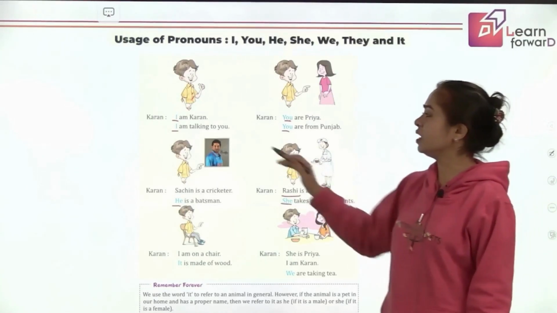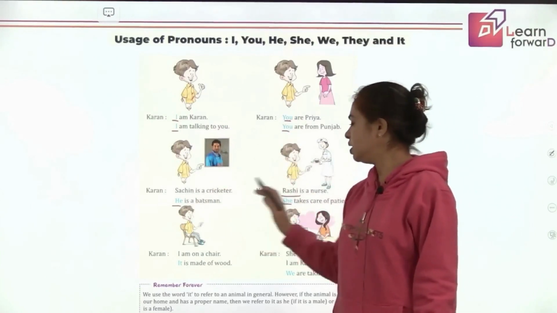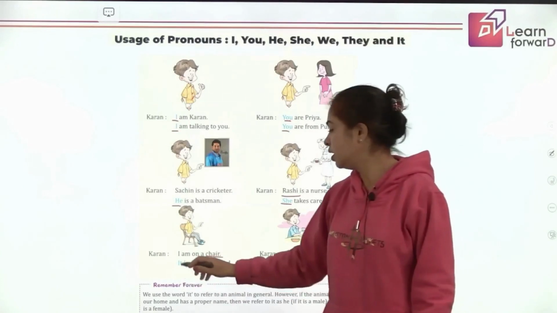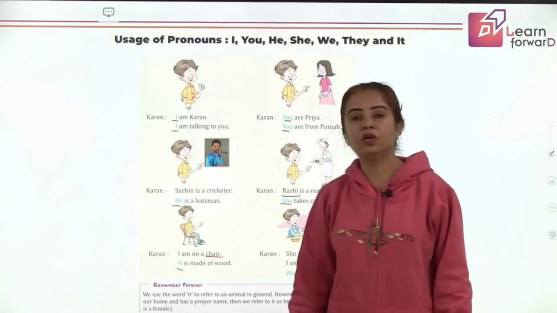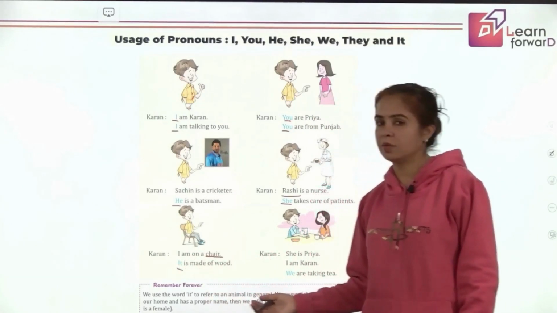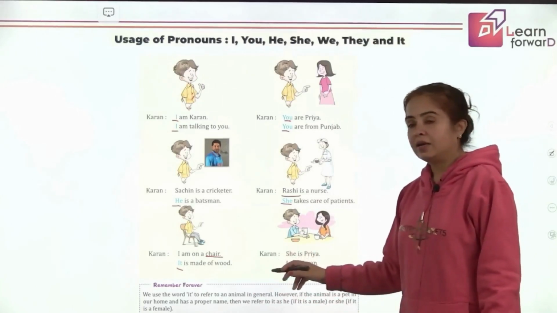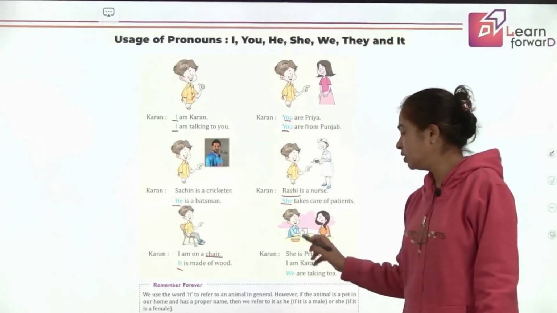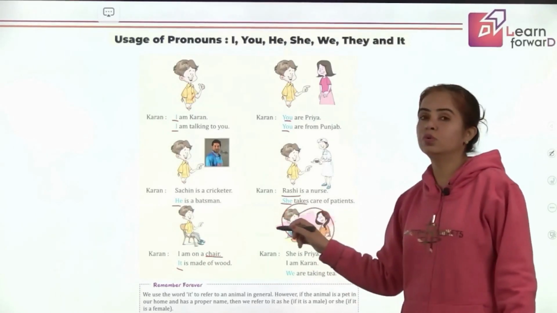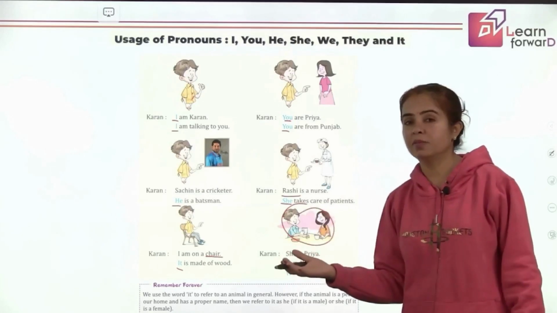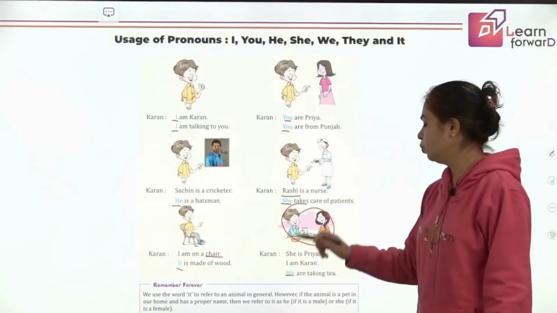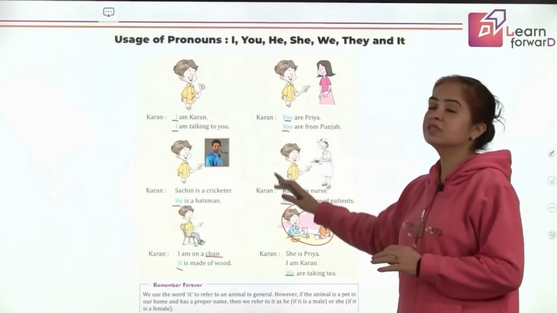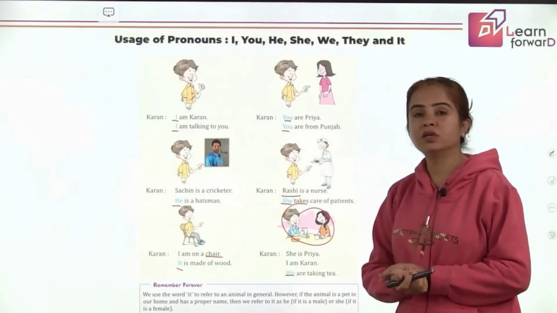So what we see here: I, you, he, she. And when he is talking about a chair, he is saying, I am on a chair, it is made of wood. He is using it also for some noun. She is Priya. I am Karan. And Karan is telling about both the speaker and somebody with the speaker. They are in plural now. And he's saying, we are taking tea. So all such words are pronouns, children.